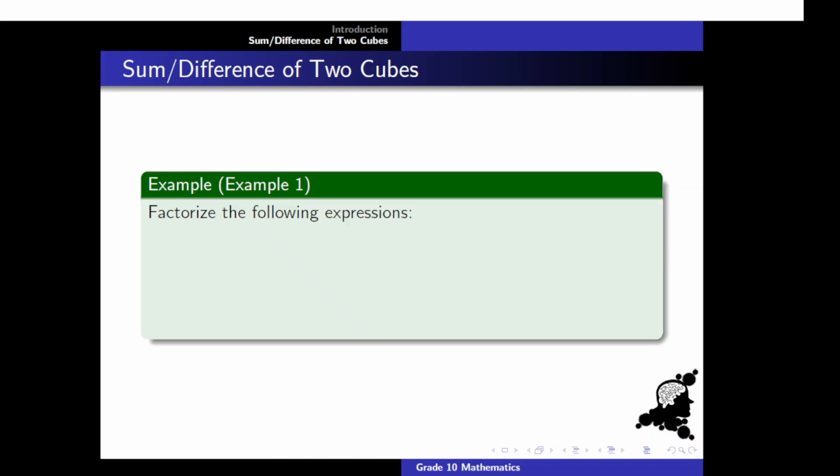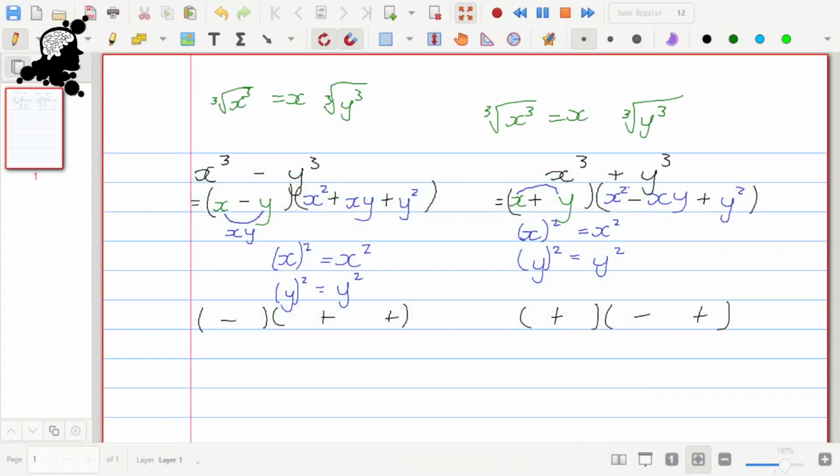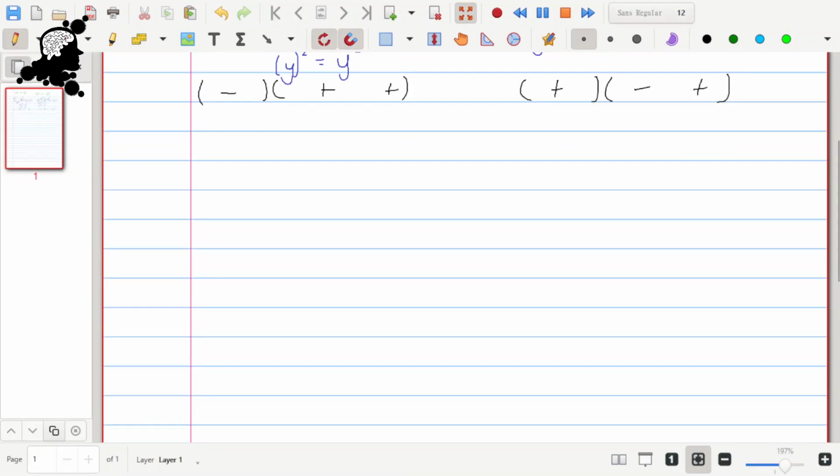Awesome. Let's look at some examples. So there's the first example. We have k cubed minus 64. Let's go to the writing pad. Let's scroll down for some room here. And we are looking at k cubed minus 64.